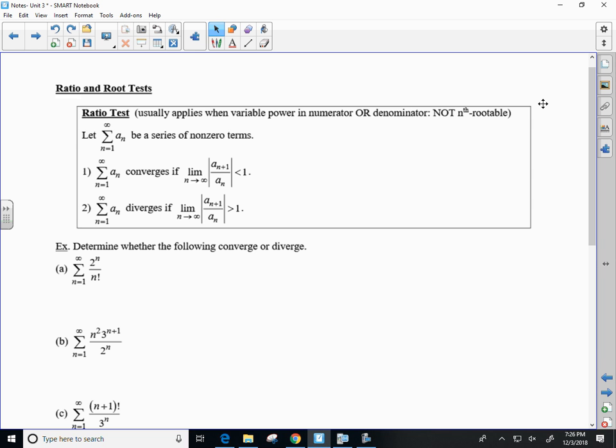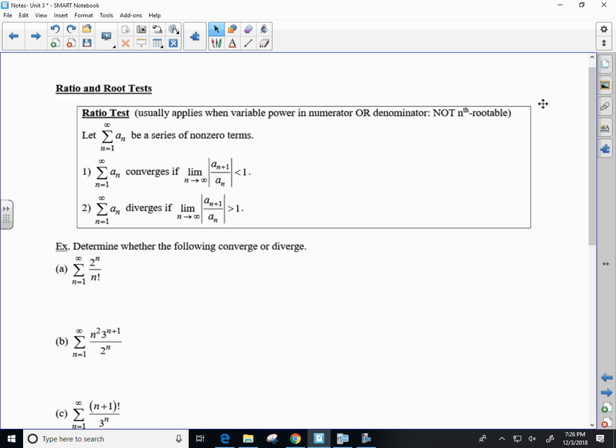This usually applies when there is a variable power in the numerator or denominator. The idea being that it's not nth rootable. So we'll get into that in a few minutes.